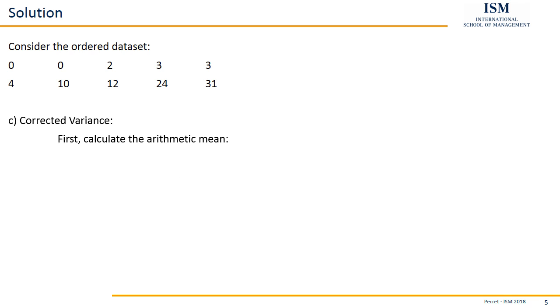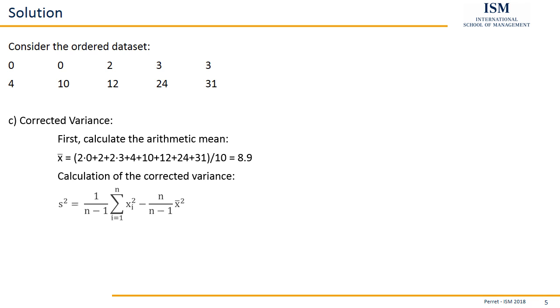To get the corrected variance, first off we need the arithmetic mean. This we can easily calculate by just adding up all the different values and dividing this by 10, giving us a value of 8.9. Then we use this arithmetic mean in the following formula for the corrected variance.